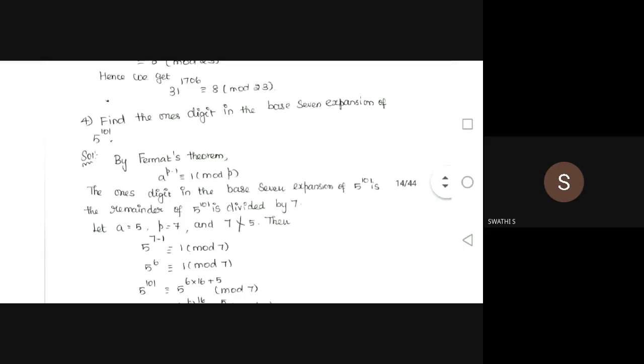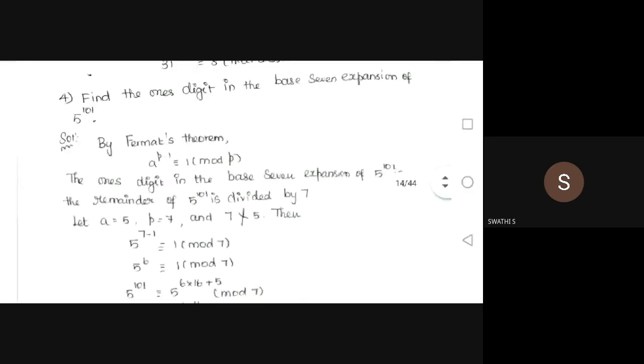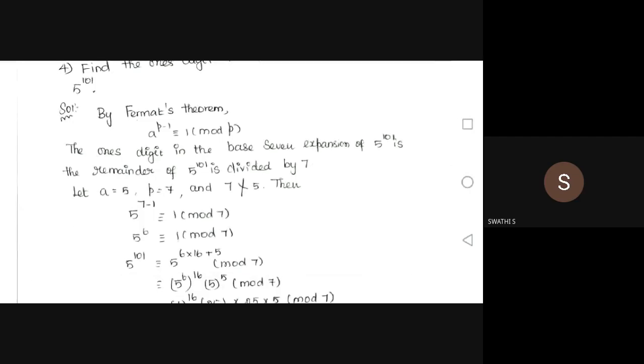For the next problem, find the ones digit in the base 7 expansion of 5 to the power 101. Okay. So by Fermat's Little theorem, if P does not divide A, then we can write a power p minus 1 is congruent to 1 mod p. Then the ones digit in the base 7 expansion of 5 power 101 is the remainder when 5 power 101 is divided by 7.